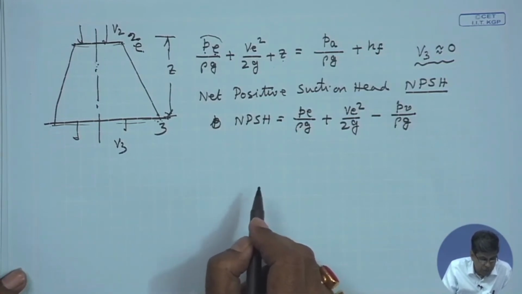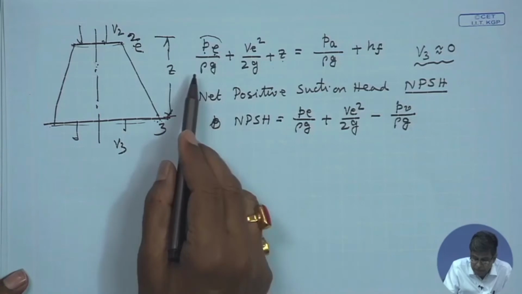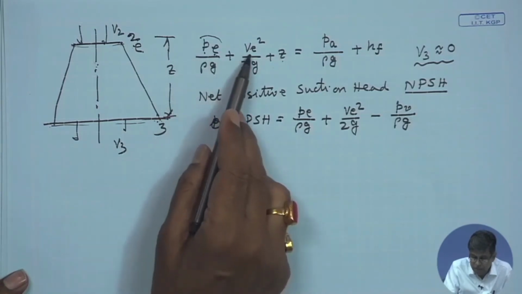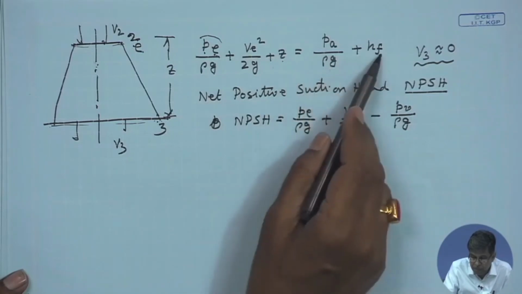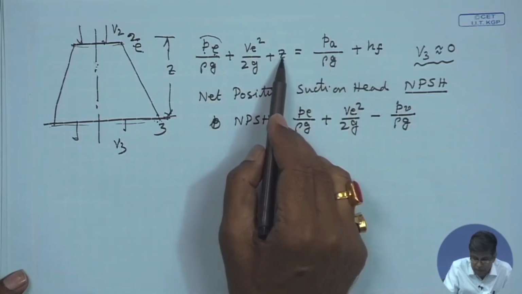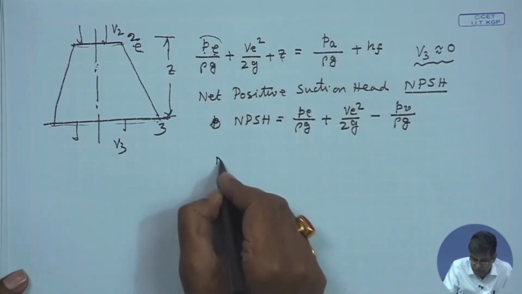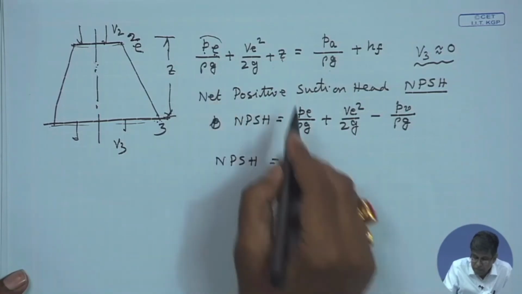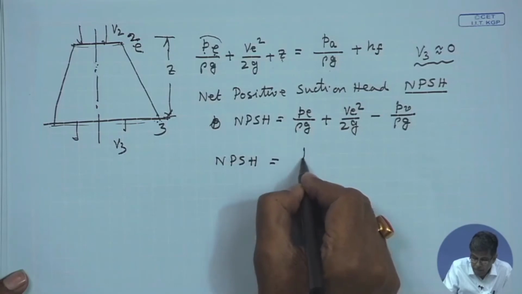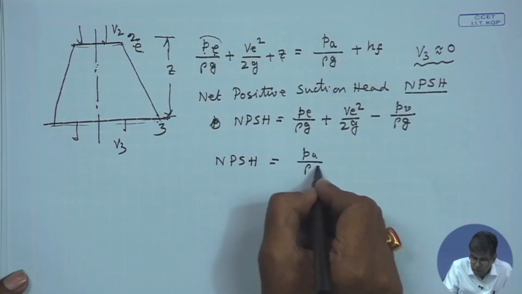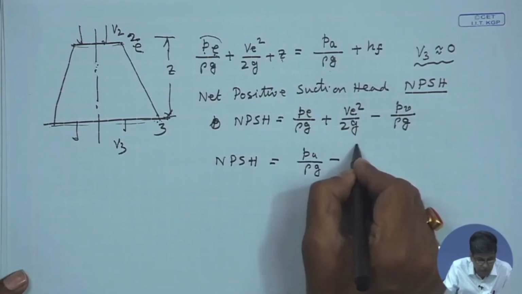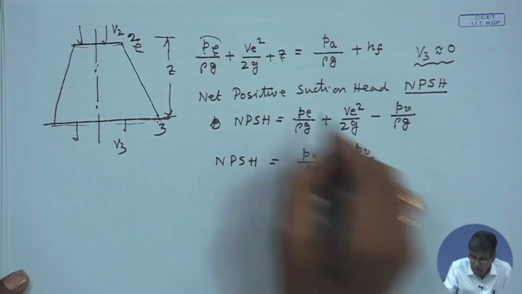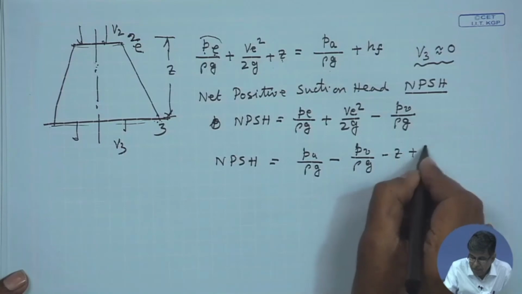Okay. So, now with the help of this equation, P by rho g plus V squared by 2g is equal to Pa by rho g plus HF minus Z, NPSH can be written as Pa by rho g minus Pv by rho g minus Z plus H.